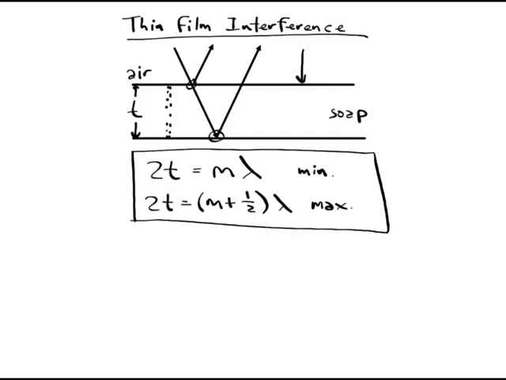Now there's one other thing that we need to add in here. The thing that's missing here is that when light enters into this other medium, it's going to change wavelength. So we actually have to modify this, and hope you didn't write it down already, but we're going to get 2nt, and the n is the index of refraction. We have to include the index of refraction because the wavelength will be smaller inside the soap or oil or whatever that medium is. Let's do a practice problem.